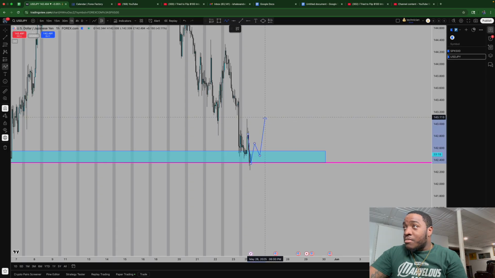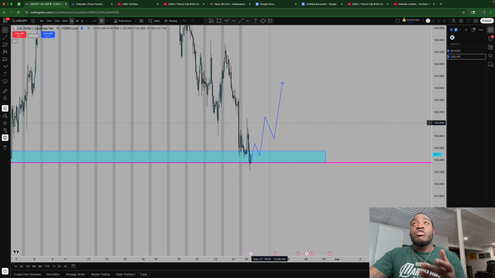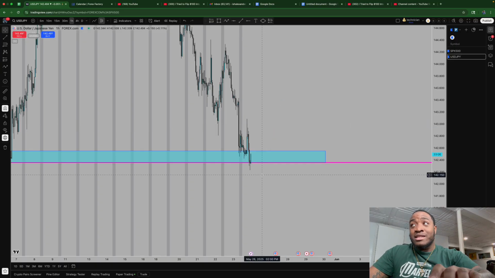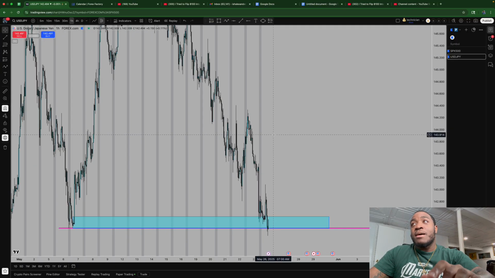It looks like it might want to come back up here, retest the zone, break structure, come back, retest the structure, and keep heading to the upside, because overall on the daily we are still bullish. So that's what I think may happen. There's no guarantee that that may happen.